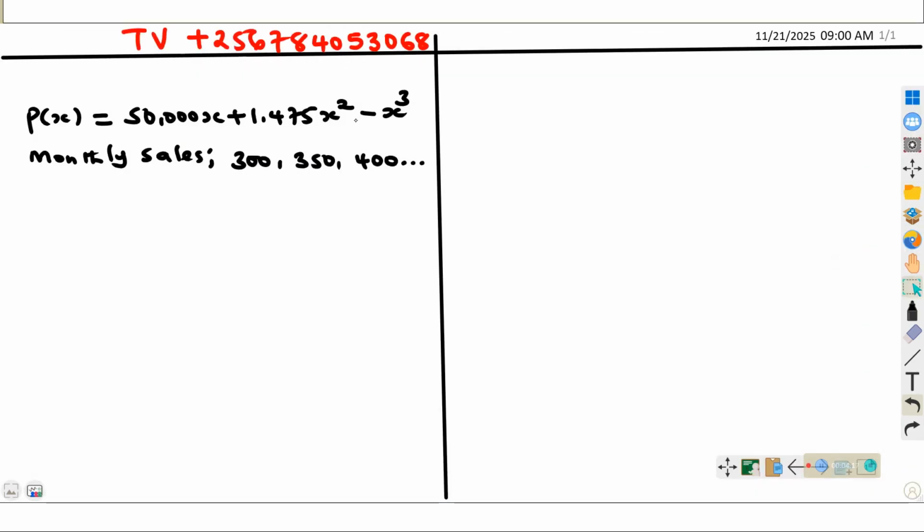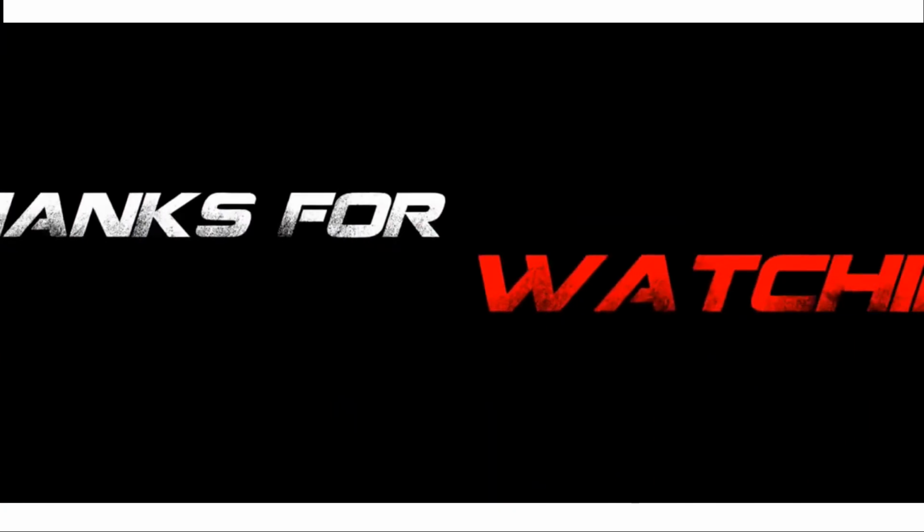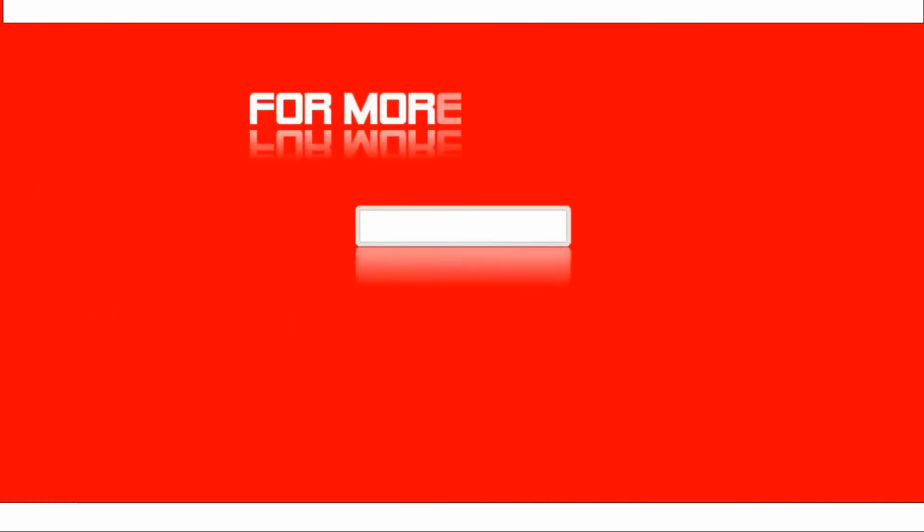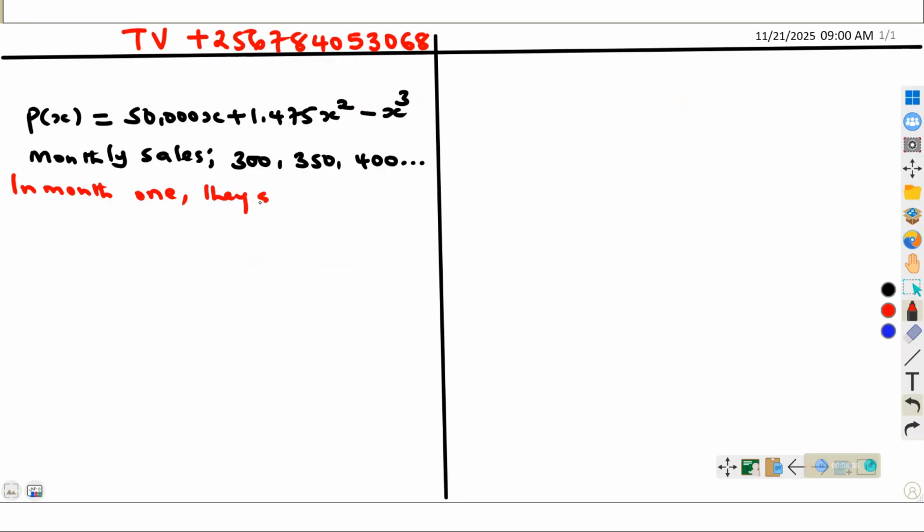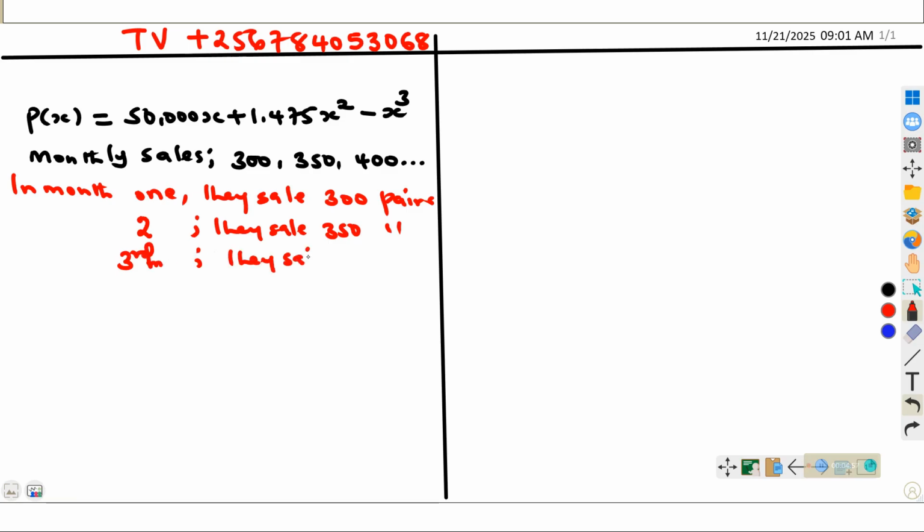So looking at what we are given, the profit function, then we are given the monthly sales, where in the 1st month they sell 300 pairs. In the next month, that is month 2, they sell 350 pairs. In the 3rd month, they sell 400 pairs. And this goes on for consecutive months.